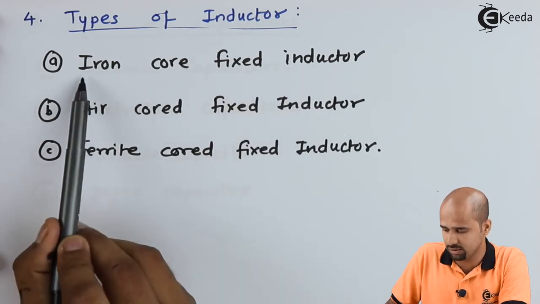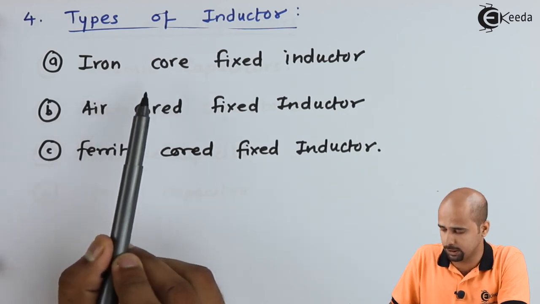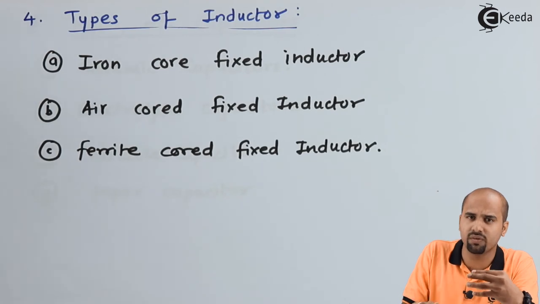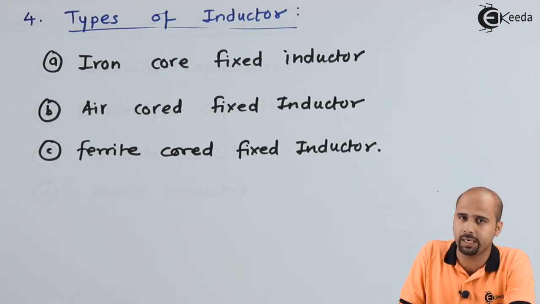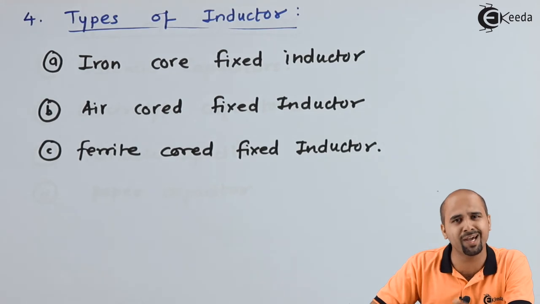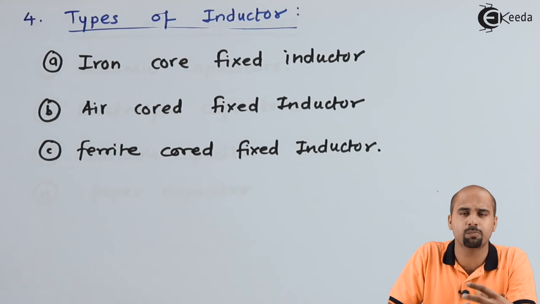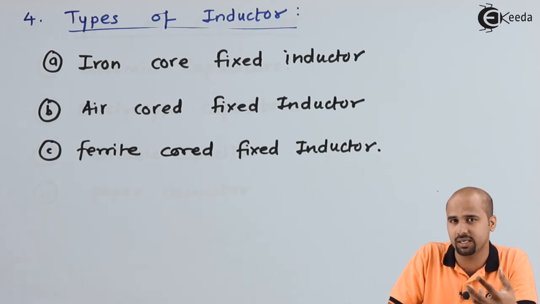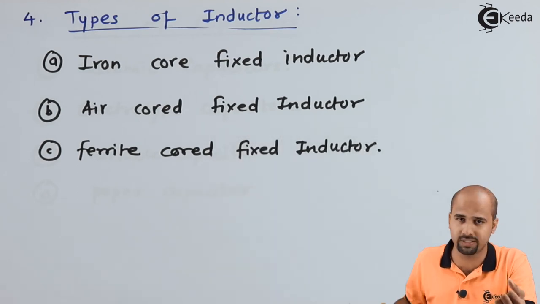Here the magnetic property of iron we are making use of to form the inductor. So the iron core is placed and over it we wind the wire as a solenoid, which gives you the property of the inductor. Second one is air cored fixed inductor. Now here air itself will form a core and over it we form the spring-like nature, which gives you a solenoid-like structure, which gives you the inductor. And that is why we name this as air-cored fixed inductor, which is having a fixed value of the inductance.